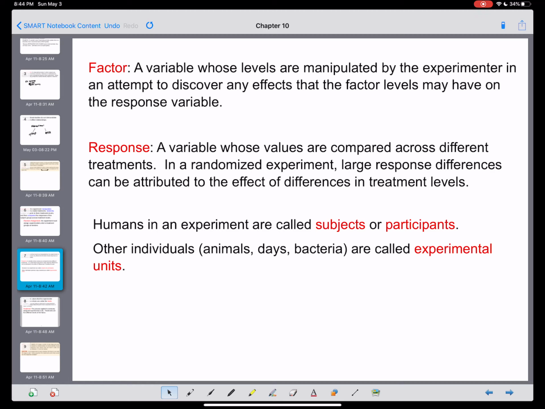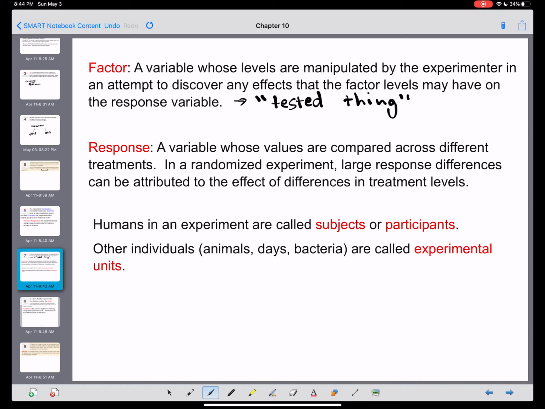So the three big things are, first, this thing called a factor. A factor is a variable whose levels are manipulated by the experimenter. So a factor is kind of like the thing being tested. I'm pretty sure there's better wording for that, but it's the thing getting tested. Okay. So back to my example. Let's say I'm testing a new medicine to see if it's effective. Then the factor would be the medicine.